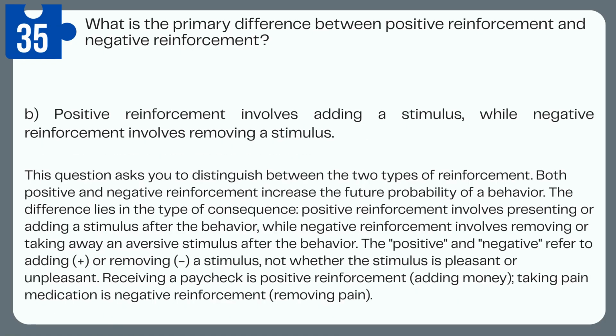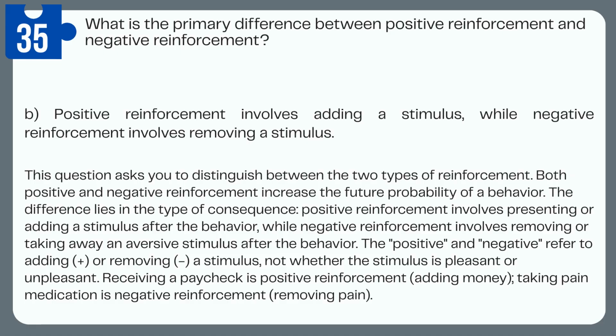Answer. B. Positive reinforcement involves adding a stimulus, while negative reinforcement involves removing a stimulus. This question asks you to distinguish between the two types of reinforcement. Both positive and negative reinforcement increase the future probability of a behavior. The difference lies in the type of consequence. Positive reinforcement involves presenting or adding a stimulus after the behavior, while negative reinforcement involves removing or taking away an aversive stimulus after the behavior.